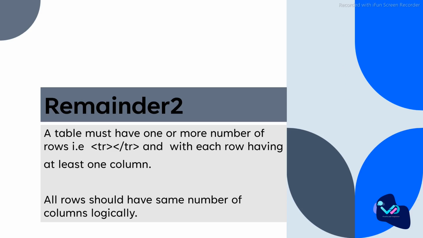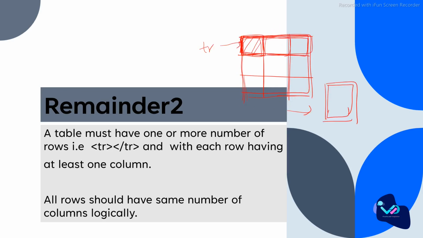Another reminder is that a table must have one or more rows. We can call something a table when it has some rows and columns, right? A table is usually a two-dimensional layout with rows and columns, and each row has some cells representing the columns of the table, where this is one column and this is one column. In the first row we have three columns, and in the second row also three columns, that is three cells. In the third row also we have three cells. In this way, each of those rows has the same number of cells, that is, the same number of columns.